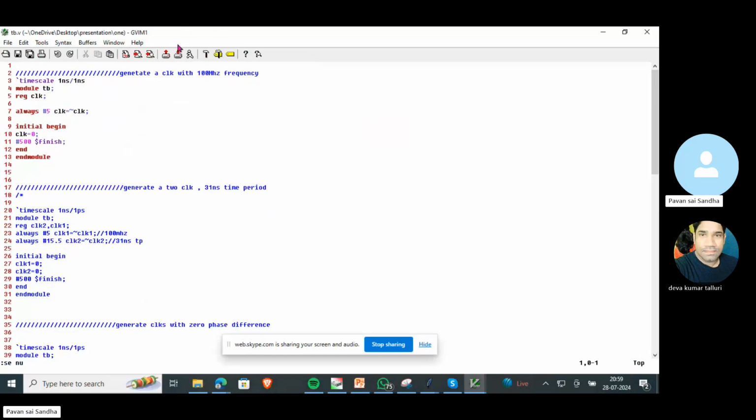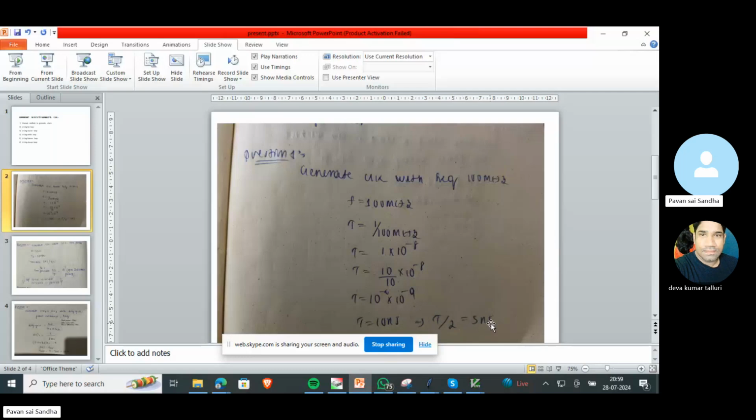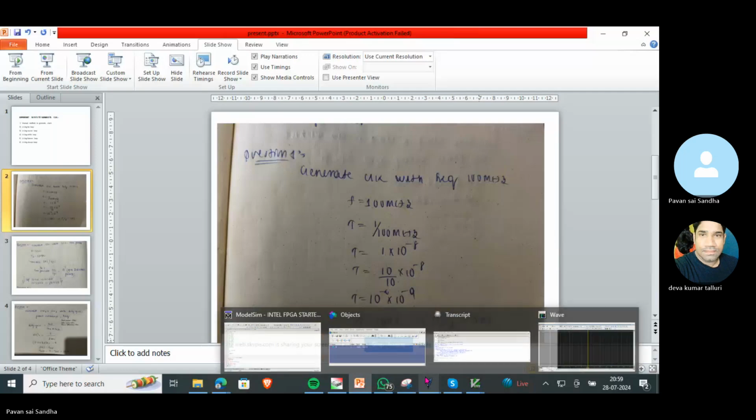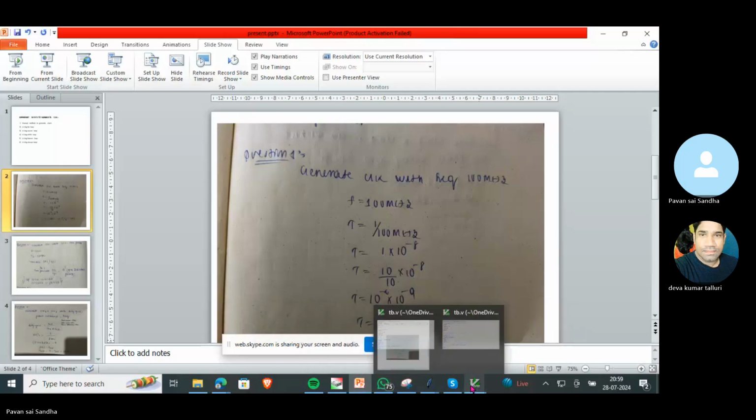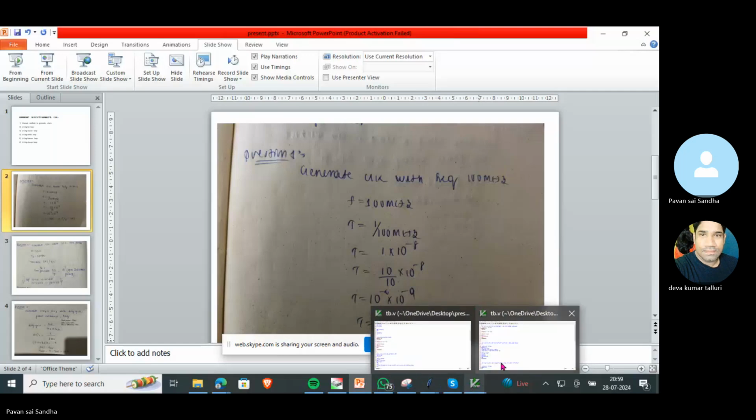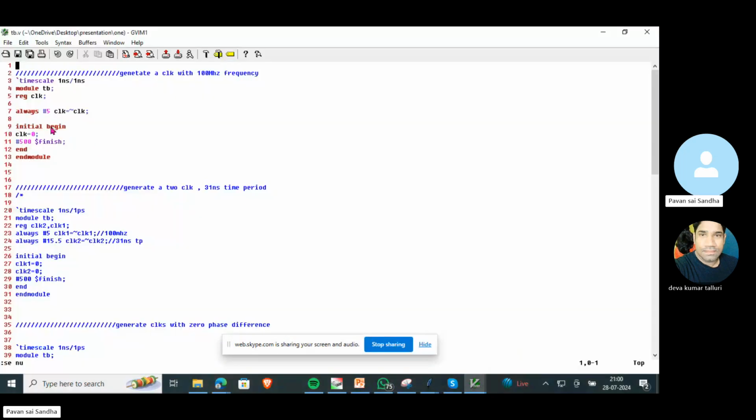This is the first one. This is how to generate a 100 megahertz frequency. As I showed, I converted the value to 5 nanoseconds for every half cycle, and we have to iterate the clock. Here I use always, and for every 5 nanoseconds the clock will be iterated. I made the time scale 1 nanosecond. If I want to use picoseconds, I have to convert, and I would use the time scale as pico and the time precision as 1 nanosecond.